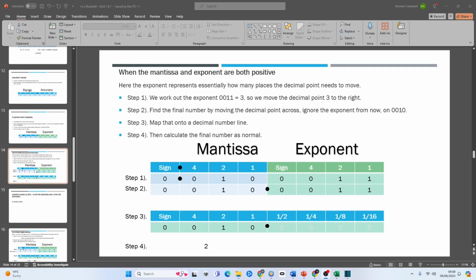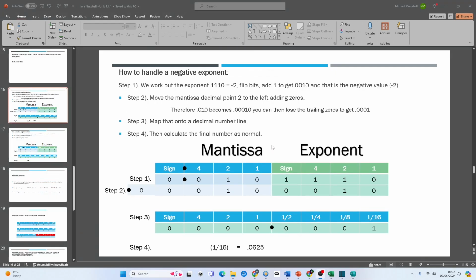So I'm just going to recap again, just in a quick slide. Basically, the steps are, if you've got a positive mantissa and a positive exponent, you work out what the exponent is. That's 3. Then we don't worry about the exponent anymore. It's like dead to us. Then we move the decimal point that many times, and then we simply map it out on a normal number line, including any fraction parts that you need, and then you work out the answer. So it's nothing too amazing. If they're both positive, it's quite easy.